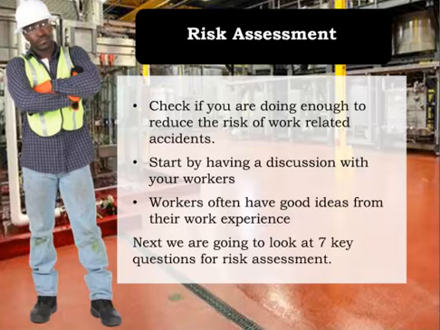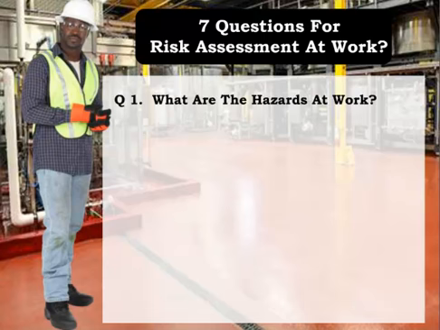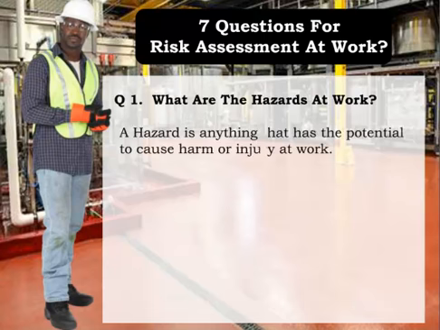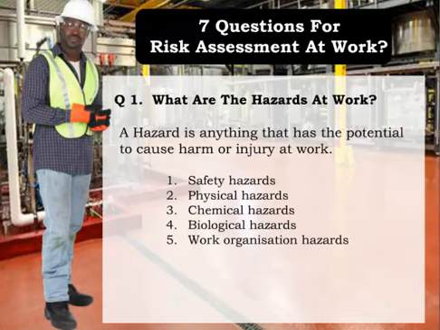Next, we are going to look at the 7 key questions for risk assessment. Question 1. What are the hazards at work? A hazard is anything that has the potential to cause harm or injury. There are 6 categories of workplace hazards. They are: 1. Safety hazards. 2. Physical hazards. 3. Chemical hazards. 4. Biological hazards. 5. Work organization hazards. 6. Body strain hazards, also called ergonomic hazards.